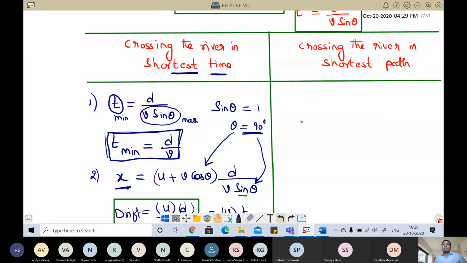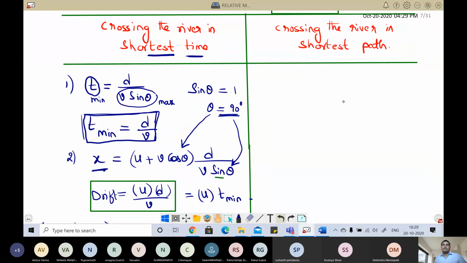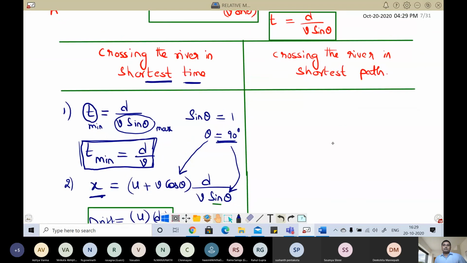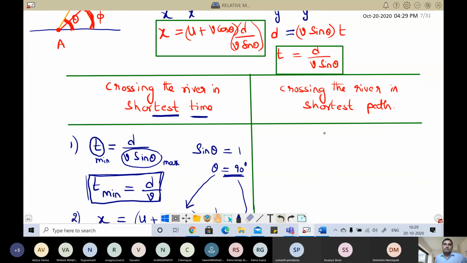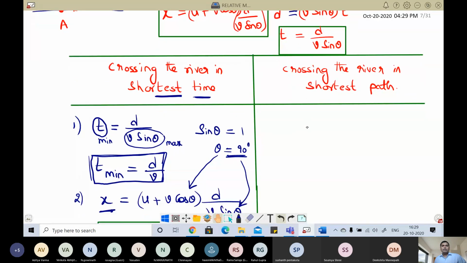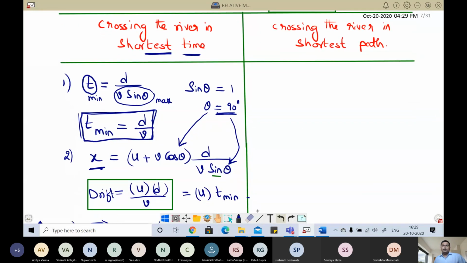Now we'll go to the man crossing the river in the shortest path. Shortest path, as I told you yesterday, is this: suppose there are two parallel lines. When two parallel lines are there, the shortest distance between them is nothing but the perpendicular distance. It cannot be any other length.